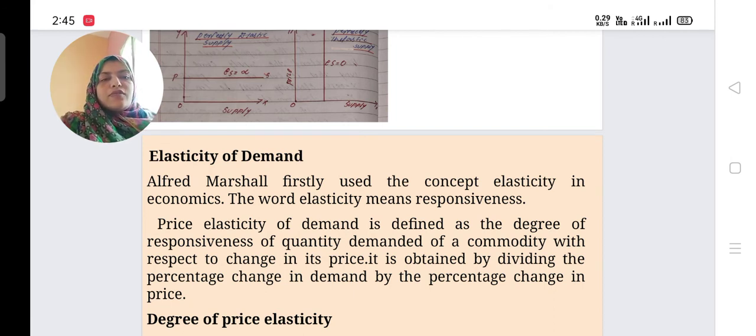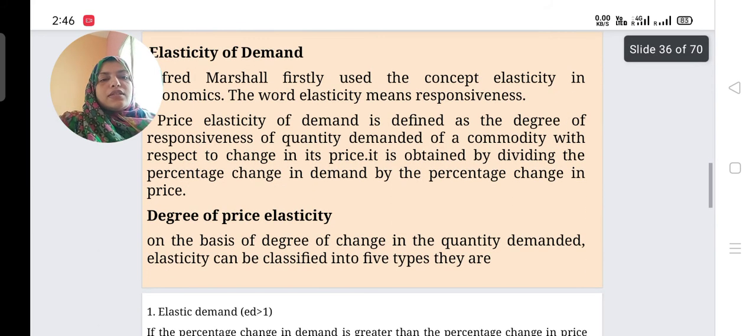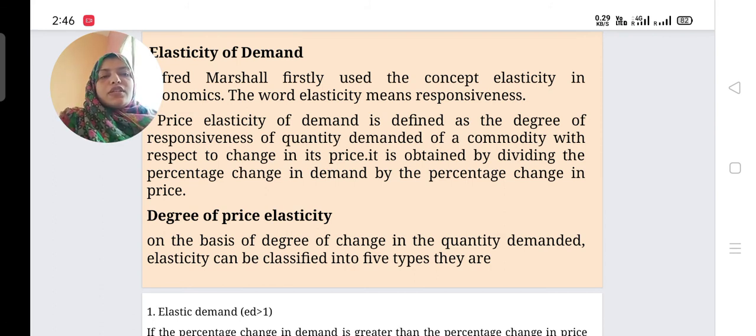Price elasticity of demand is defined as the degree of responsiveness of quantity demanded of a commodity with respect to change in its price. It is obtained by dividing percentage change in demand by percentage change in price. We already learned the degree of price elasticity in the case of supply. Then, on the basis of the degree of change in quantity demanded, elasticity can be classified into 5 types.